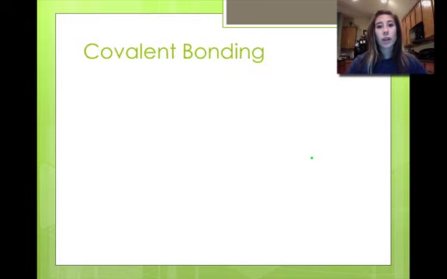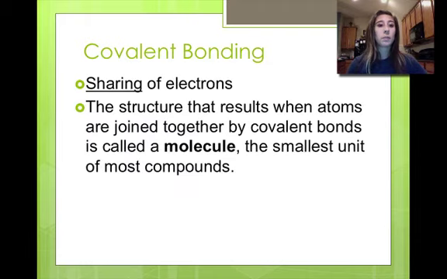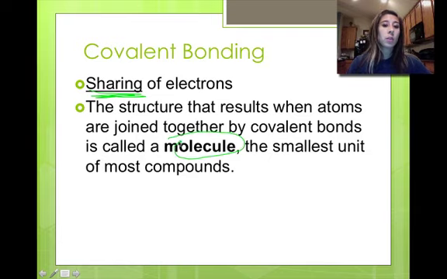Now let's take a look at covalent bonding, our second type of bond. In covalent bonding, our electrons are actually sharing between atoms. And the structure that comes from atoms that are joined together by a covalent bond, because they're actually sharing electrons, is called a molecule. And a molecule is the smallest unit of most compounds.